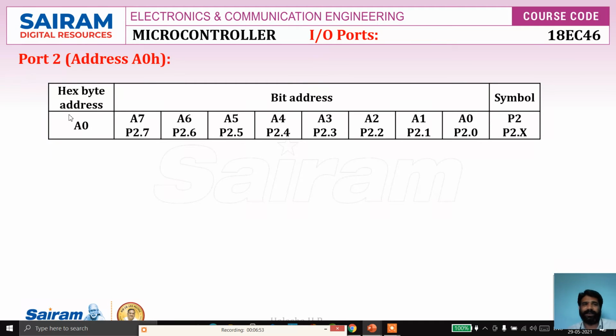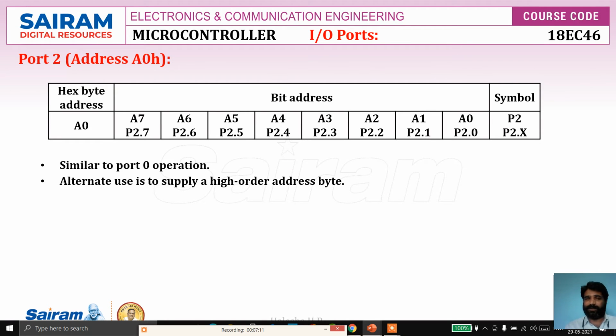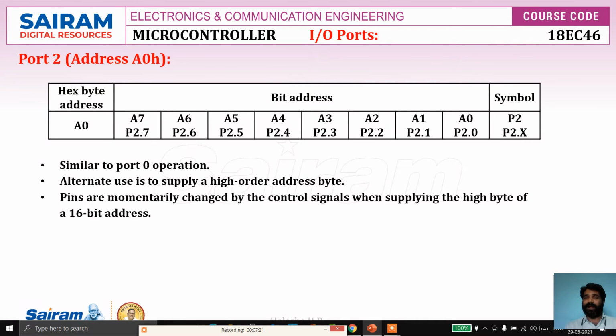The byte address is A0, and these are the bit addresses A0, A1 up to A7. The pin names are P2.0 to P2.7, and in general we say P2.x. It is similar to port 0 operation, the only difference being that the alternate function is only the high order address. There it is low order address plus data, but here it is only high order address.